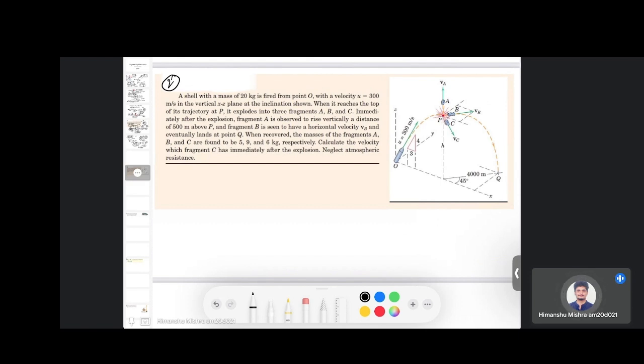Immediately after explosion, fragment A is observed to rise vertically a distance of 500 meters above. Fragment B is seen to have a horizontal velocity Vb and eventually lands at point Q. When recovered, the masses of fragments A, B, C are found to be 5, 9, and 6 kg respectively. Calculate the velocity which fragment C has immediately after the explosion.